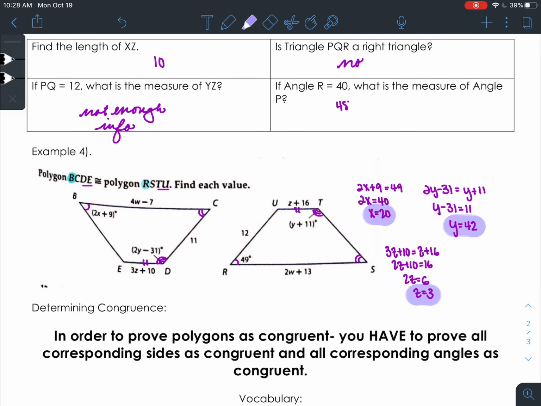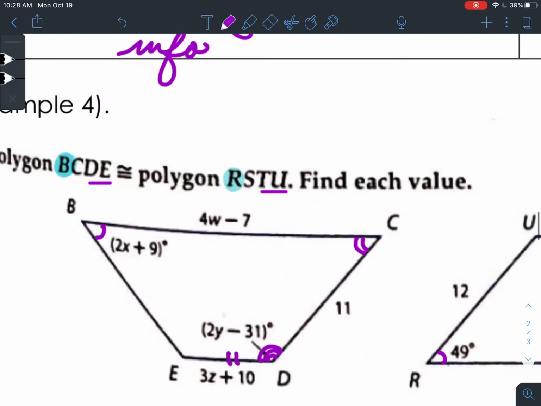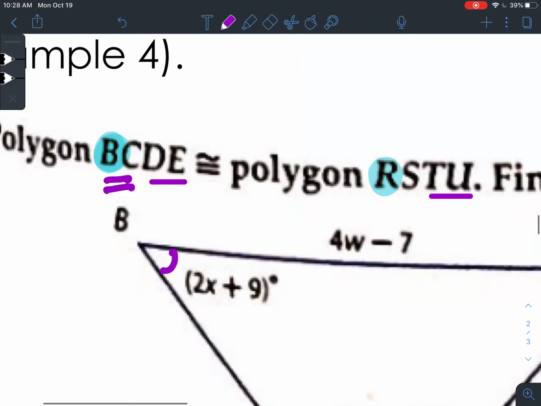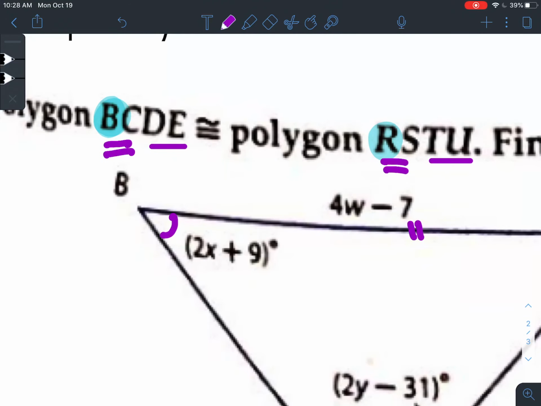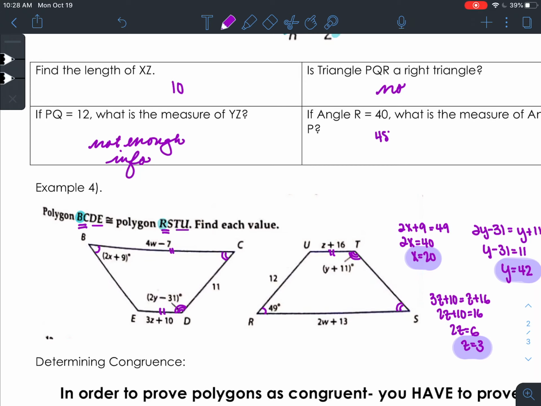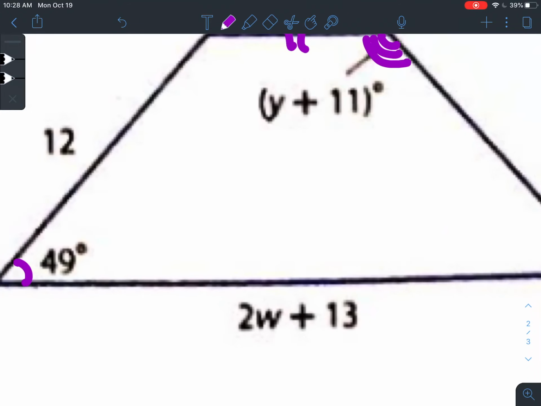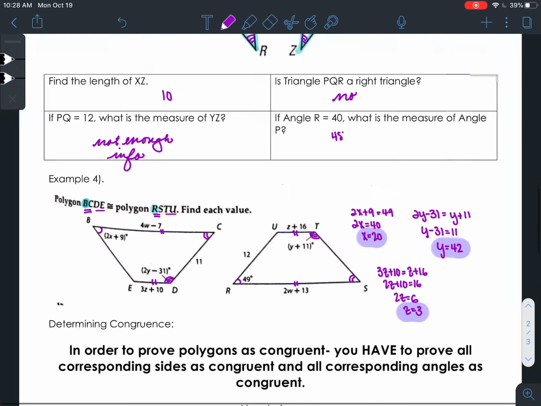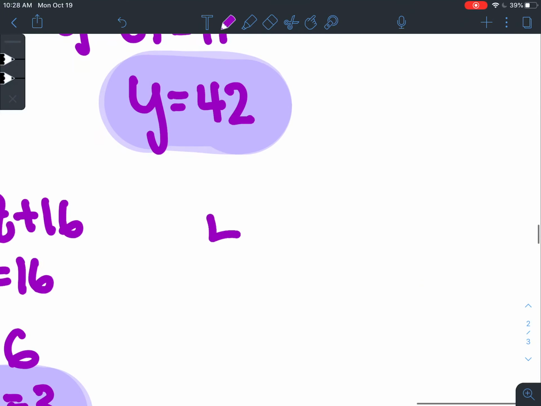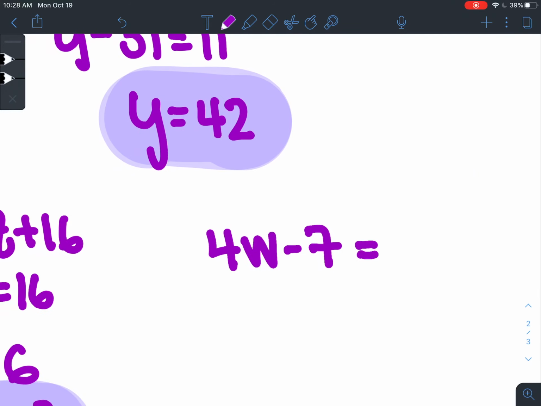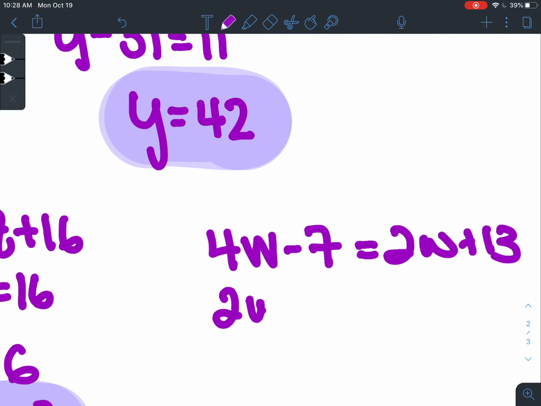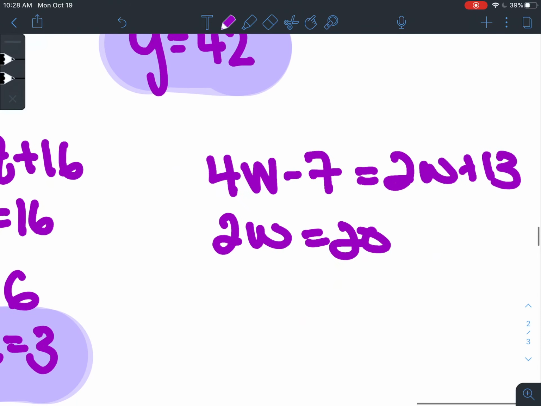And now the last one, just to double check, I think we probably have a good idea, but I'm looking at BC. That matches up with RS. So I'm going to state that the side length of 4W minus 7 equals 2W plus 13. Solving, I'm going to get 2W equals 20, which means that W is equal to 10.